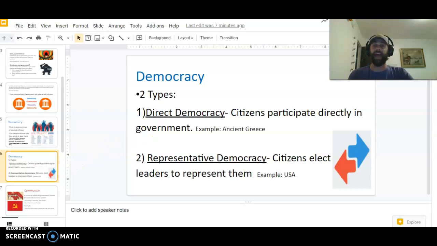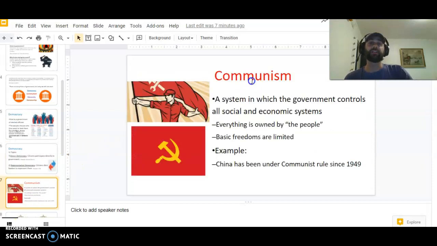I'm merely stating fact. When we look at the next form of government, it's communism. This is a system in which government controls all social and economic systems. Basic freedoms are limited. However, in theory, everything is owned by the people. So it's this idea, like China's an example. Your college education is free. Your hospital bill is free. Heaven forbid you ever get sick. There's things that we pay for in America that they get for free in China.